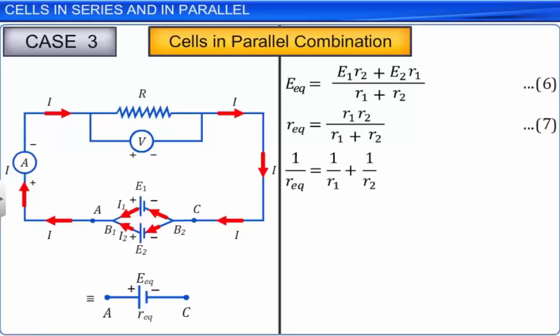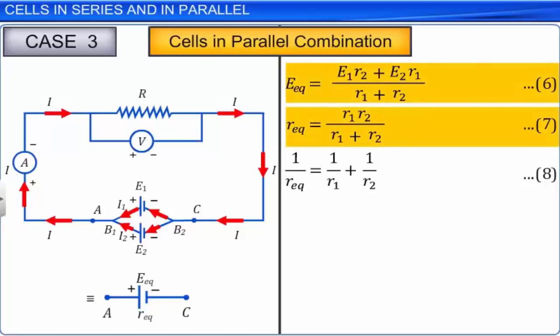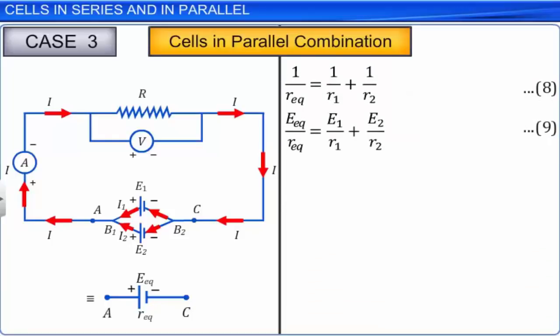Dividing equation 6 by equation 7 and rearranging the terms, we get EEQ divided by REQ is equal to E1 by R1 plus E2 by R2. Let this be equation 9. In the circuit that we used, two positive terminals are joined to each other, and similarly, two negative terminals are joined to each other, and currents I1 and I2 are flowing out of the positive terminals. If the negative terminal of the second cell is connected to the positive terminal of the first, equations 8 and 9 are still valid by replacing E2 with minus E2.